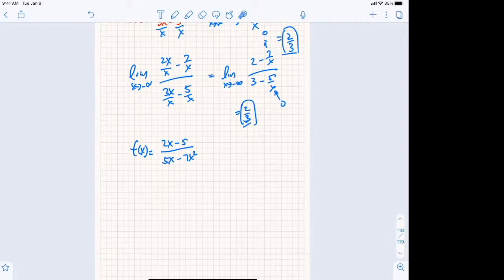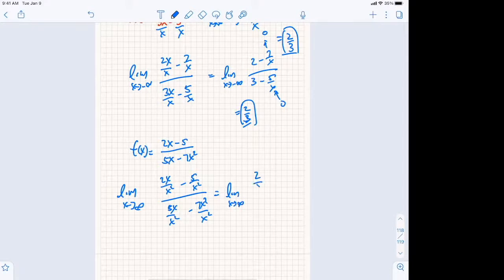So what will happen in this case? How do I find the horizontal asymptote? What do I divide it with? 1 over x squared. So we're going to multiply by 1 over x squared and let x reach infinity. So 2x over x squared minus 5 over x squared, over 5x over x squared minus 7x squared over x squared. Does that make sense? Am I going too fast?